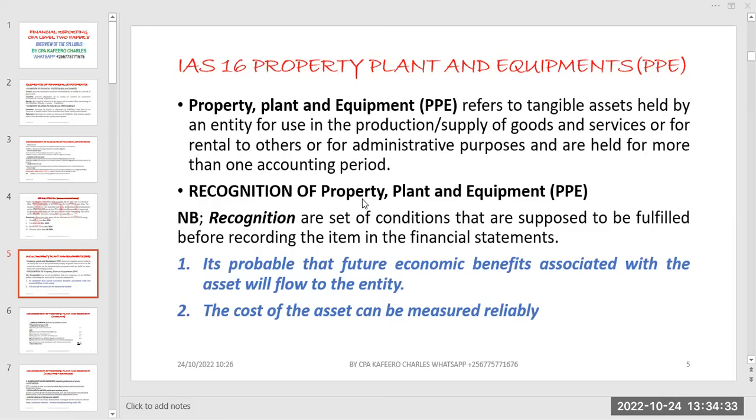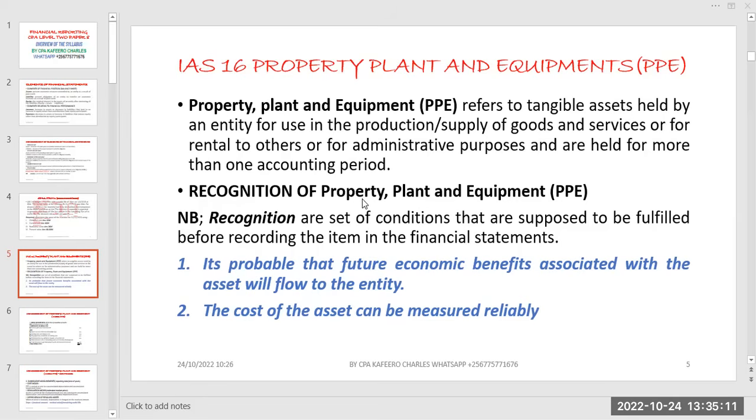But I wanted you to get the concept. These non-current assets are supposed to be for more than one accounting period. I hope you know that from financial accounting. More than one accounting period means more than a 12-month period, that's one year. So we say they are grouped into the tangible and the intangible assets, and the intangible assets are accounted for under IAS 38.